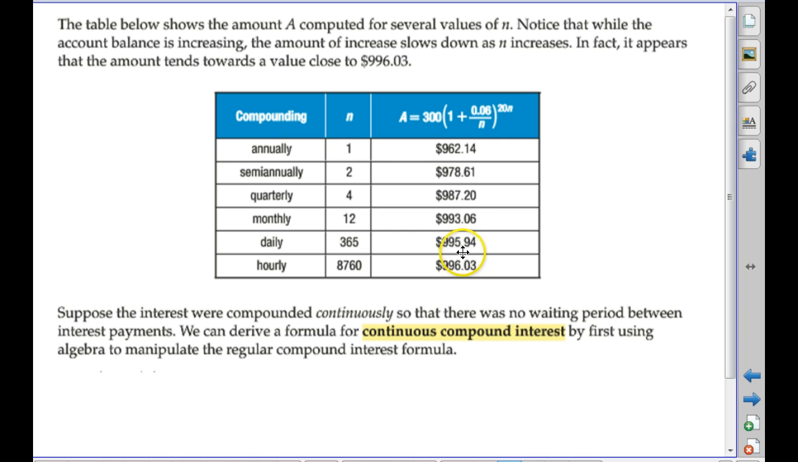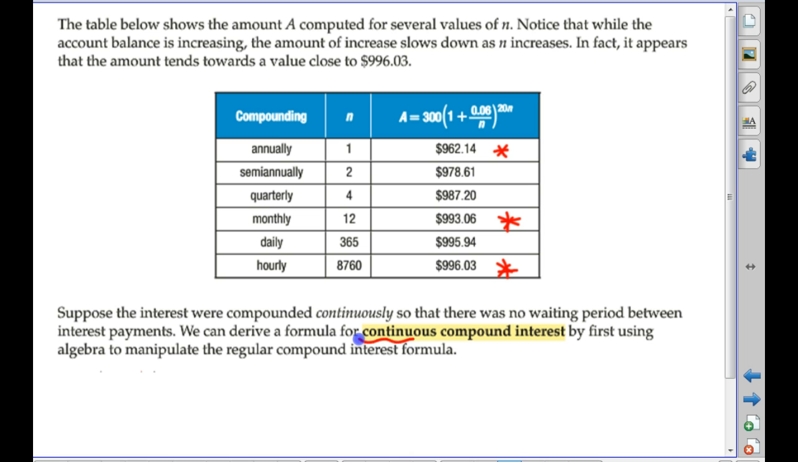It's on the next page, I think. This table shows if Christy had put in $900 and left it there for 20 years and it was only compounded once a year, she would have wound up with this amount. If it was compounded monthly, she would be up to $993. Hourly, she'd be up to $996. Now, is there much change down here once you go monthly, daily, hourly? No. But there is a way to do this without getting closer and closer to an amount.